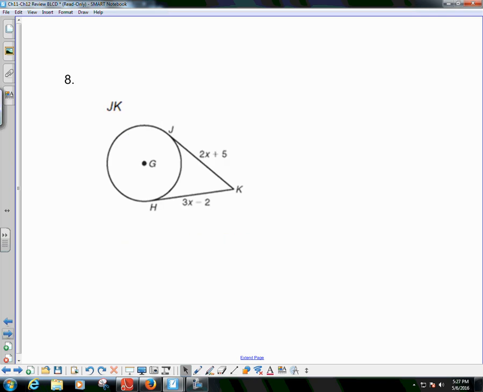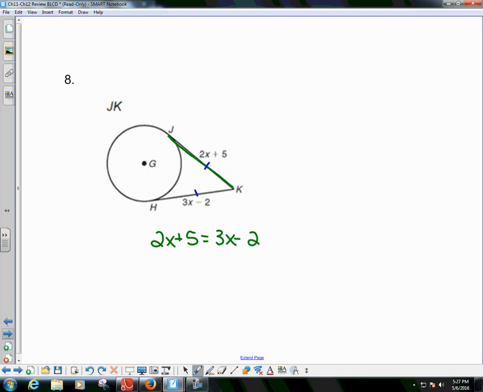All right, number 8, we need to find JK. JK is this segment right here. This segment is tangent to the circle, and JK is tangent to the circle. HK is tangent to the circle. They're both tangent from the same external point K, which means that I can say this is congruent to that. Because that's congruent to that, we need to say 2x plus 5 equals 3x minus 2.